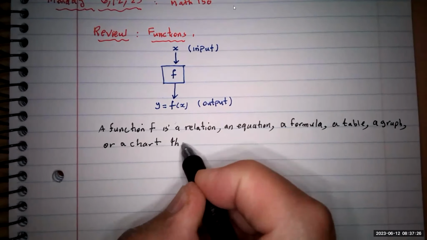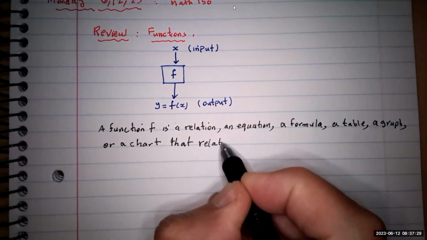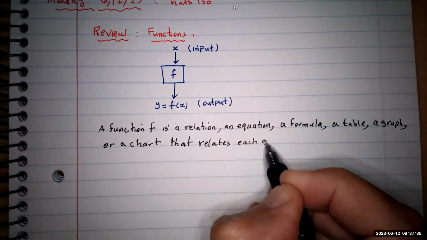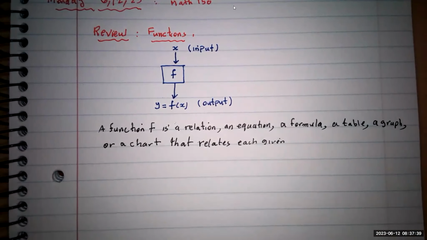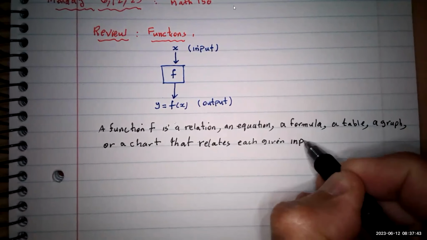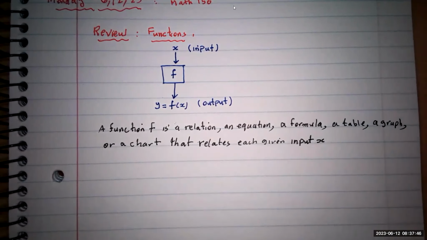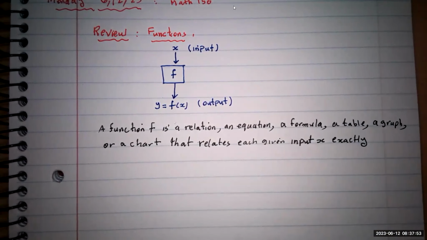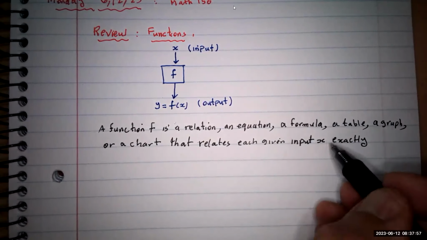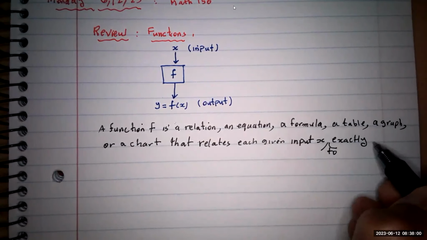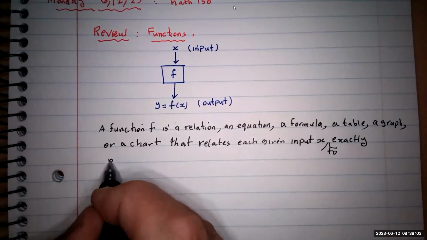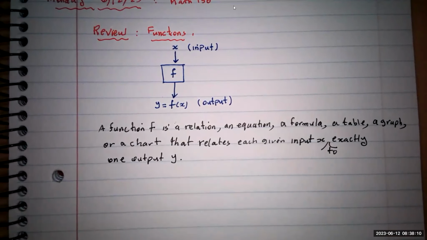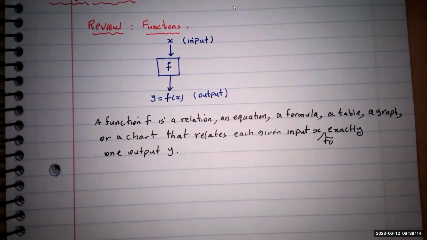That's important. Depending on which formula you have, it relates each given input, or the x values, each given input x, to exactly one output, y. For each x, we get a unique y that satisfies that condition.